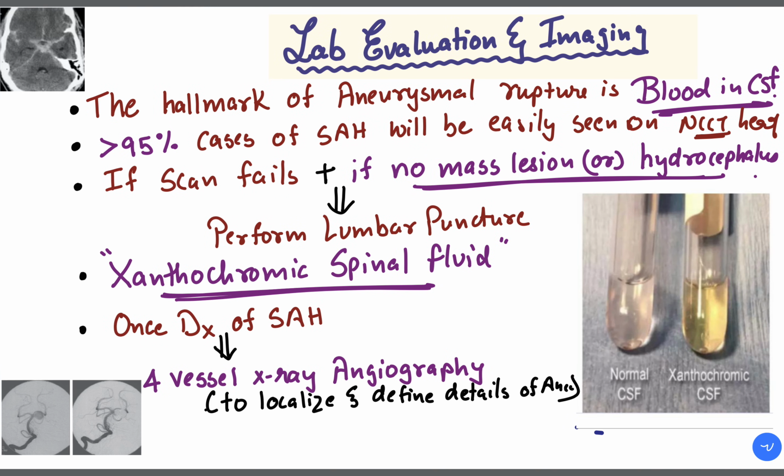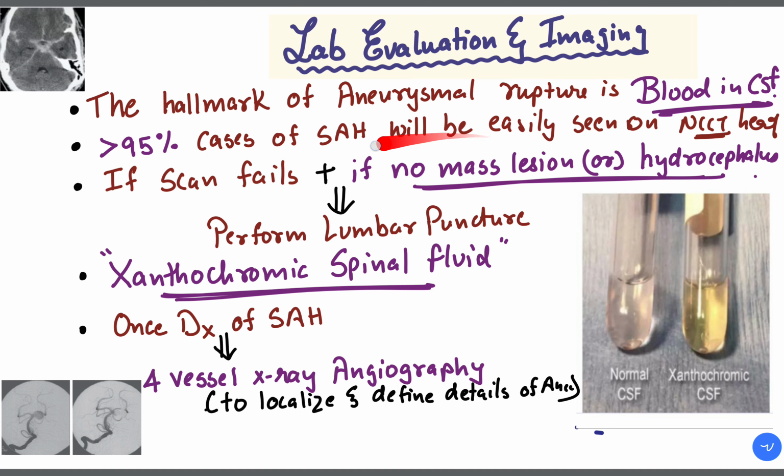Laboratory evaluation and imaging. The hallmark of aneurysmal rupture is the blood in the CSF. But 95% of the cases of subarachnoid hemorrhage will be easily seen on a CT head. Such is the specificity and sensitivity. So this is a CT head shown here on the left corner, wherein it shows a star-shaped hyperdensity, classical of subarachnoid hemorrhage.